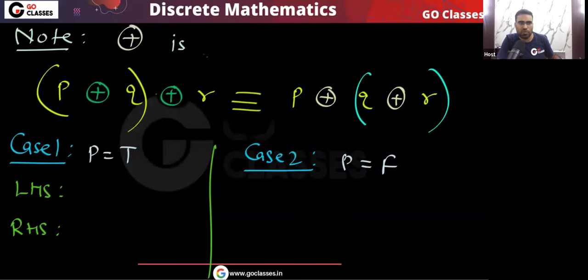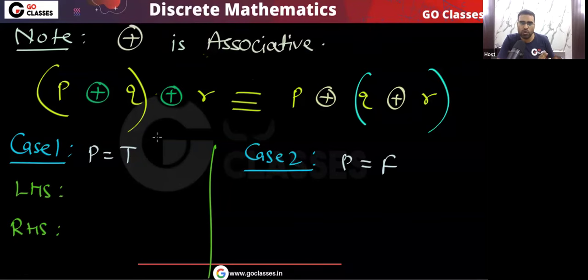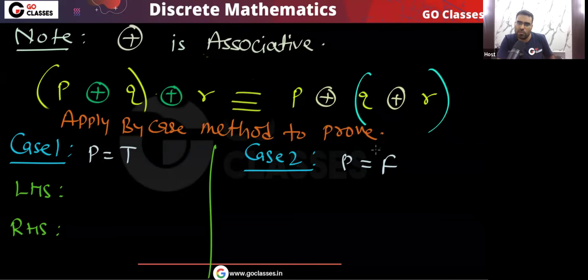XOR is associative and you can easily prove it. So basically we want to prove that LHS is equivalent to RHS. You can apply the by case method again for this question, or you can create the truth table. Only two cases are possible, P true, P false.